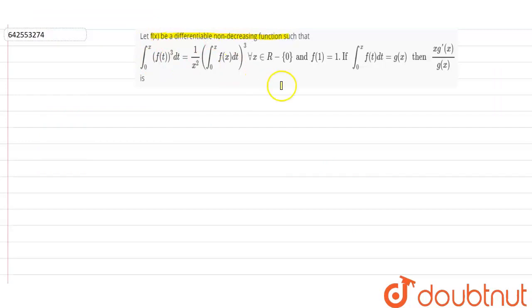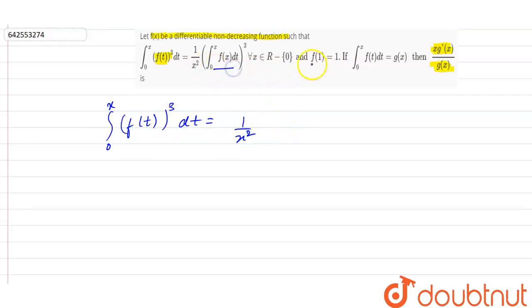f(x) is a differentiable non-decreasing function such that we have been given this relation. We have to find x·g'(x)/g(x). We are given that the integral from 0 to x of (f(t))^3 dt is equal to 1/x^2.